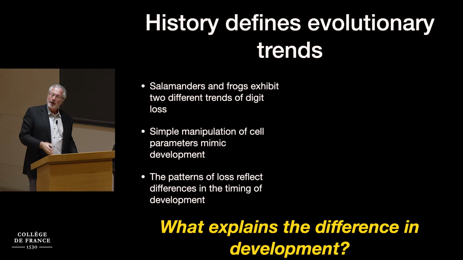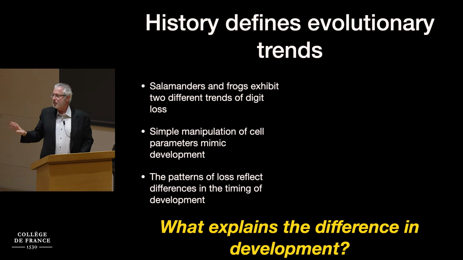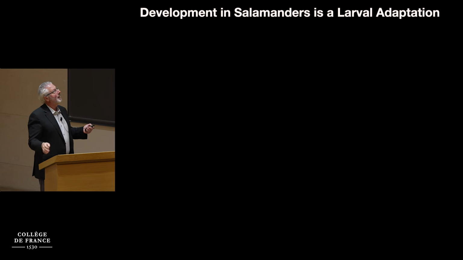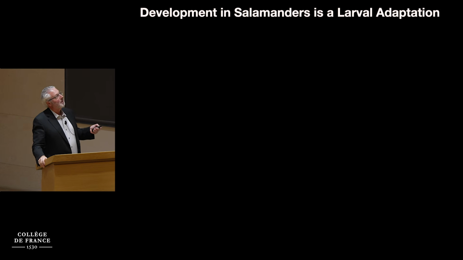And here's the ticket. When you look at salamanders and compare them to every other tetrapod, every other creature with limbs, their digit development is pretty unique. Their digit development is this: 1 and 2 first, 3, 4, and 5 later. That's unique among tetrapods. And you ask the question, why? The key thing is the development of limbs in salamanders is itself a form of a larval adaptation. And why am I saying that?